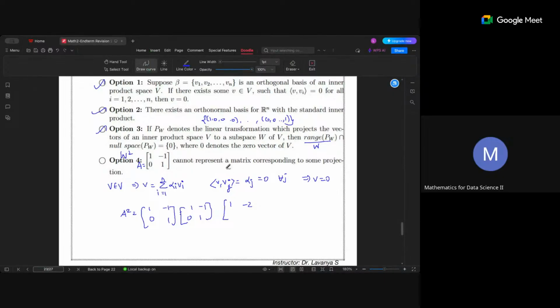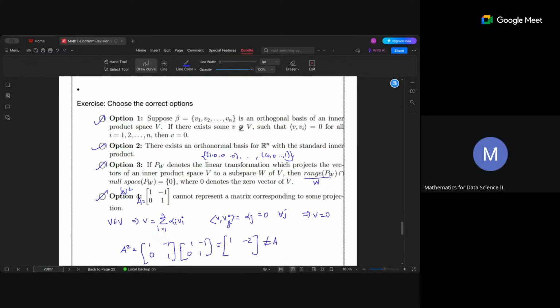So you don't even have to compute this. From this itself we already know it is not equal to A. So this cannot represent a projection, so it's correct. We have just used the properties of projection and orthogonal properties. Is this question clear?